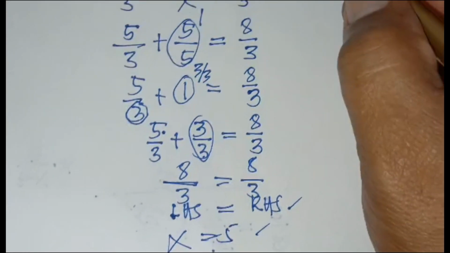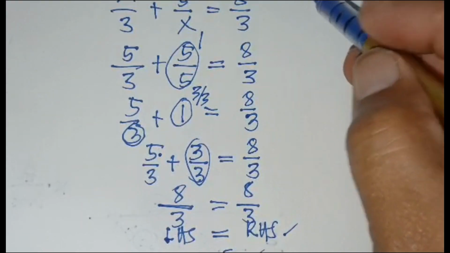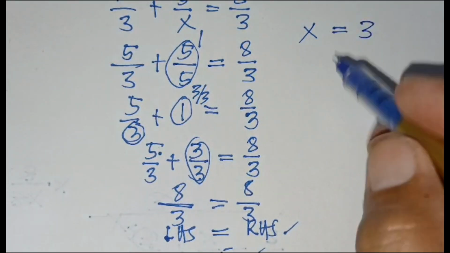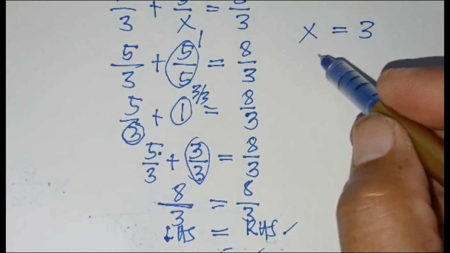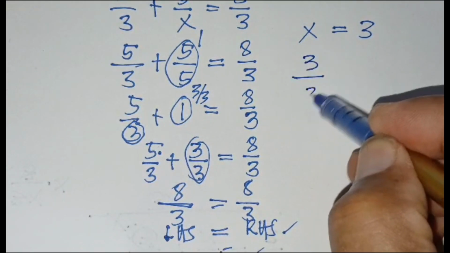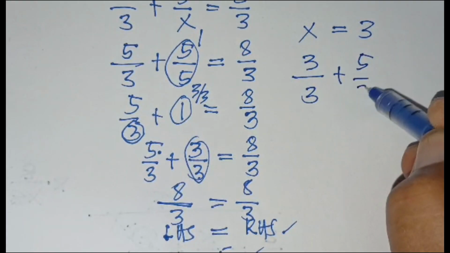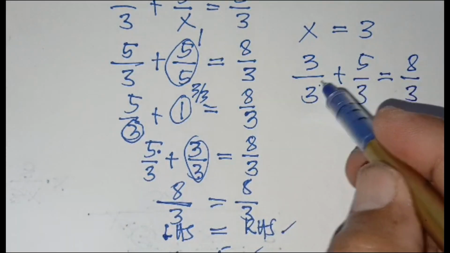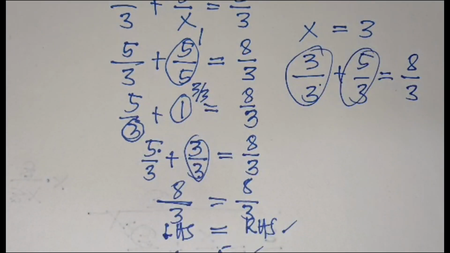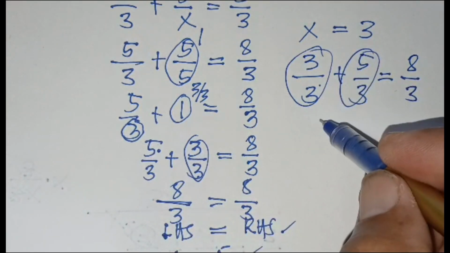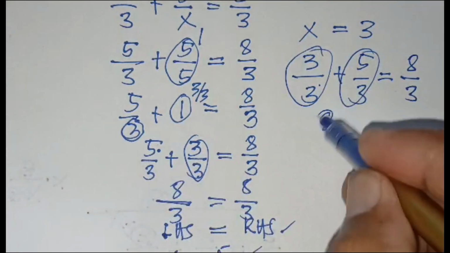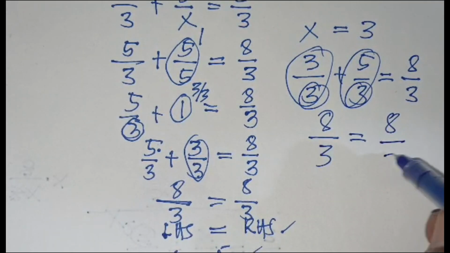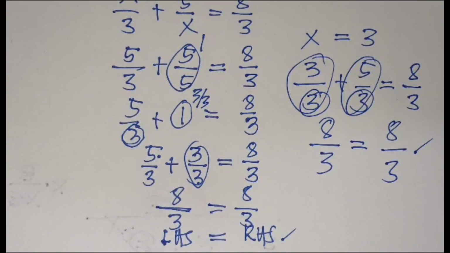Now we try x is equal to 3. So we do the same. We substitute in the original equation. We have 3 over 3 plus 5 over 3, is this equal to 8 over 3. Now since we have like fractions, we just add the numerator. We have 8, then we copy the denominator 3 is equal to 8 over 3. So there, the equation is verified.